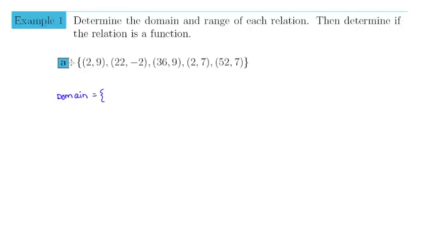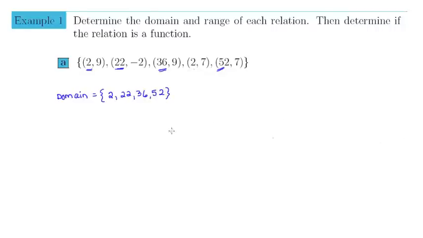Let's underline them. 2, 22, 36, 2 again, and 52. We don't need to write that 2 twice. So when we write them in our domain, we'll have 2, 22, 36, and 52. This is the domain of our relation.